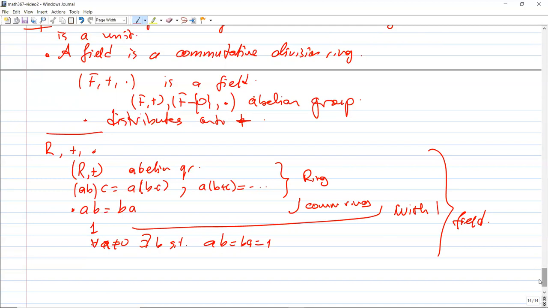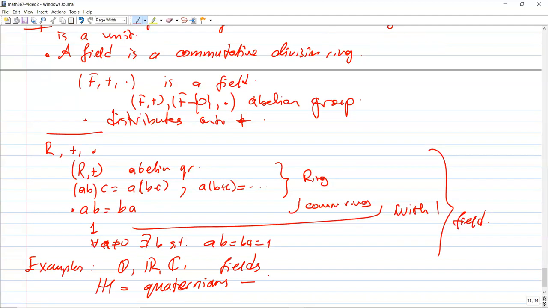Okay, examples of fields. Rational numbers are a field, real numbers are a field, complex numbers are a field, and you should check from the book, Marić's textbook, that these are fields. There are also the quaternions. They satisfy all properties except that multiplication is not commutative, so this is a division ring, which I will not do. You should check it yourself. Okay, this is the end of today's lecture.